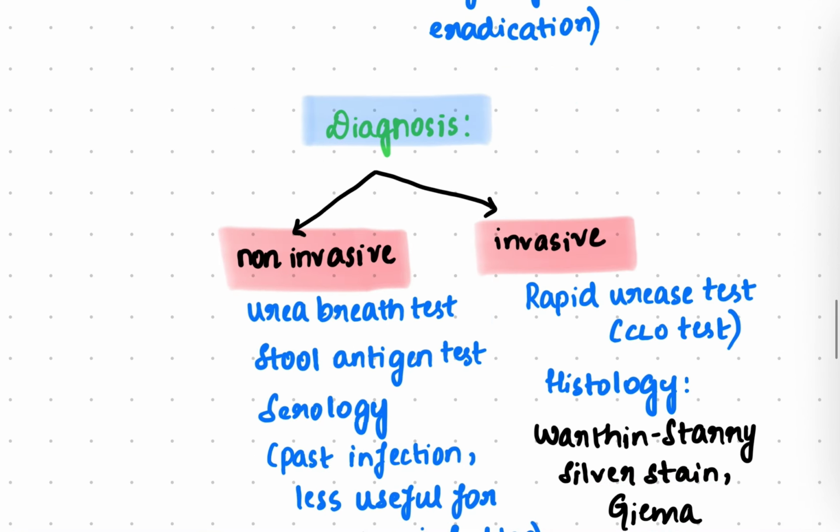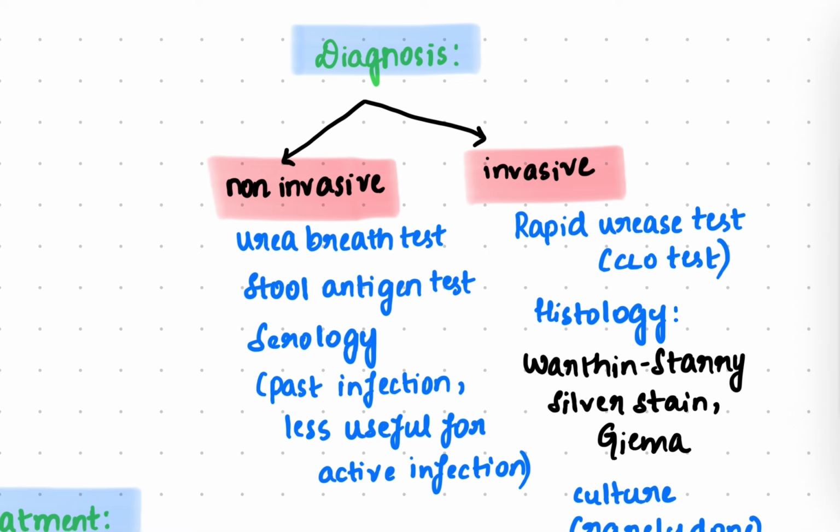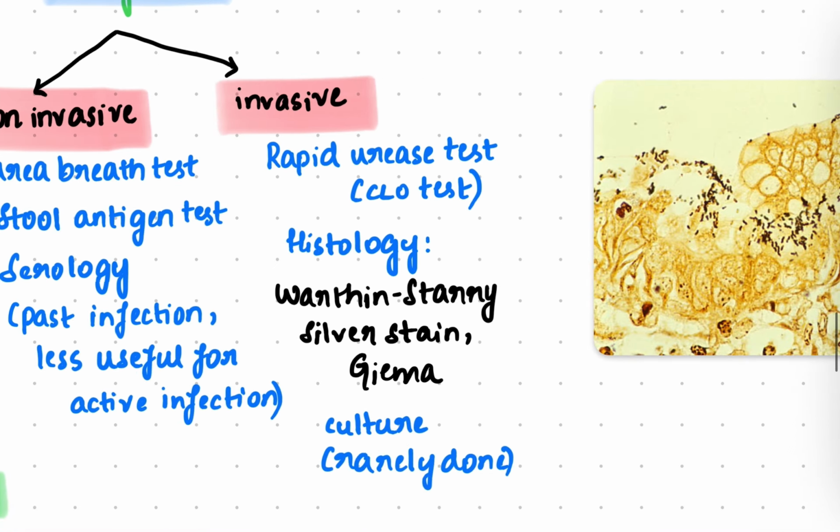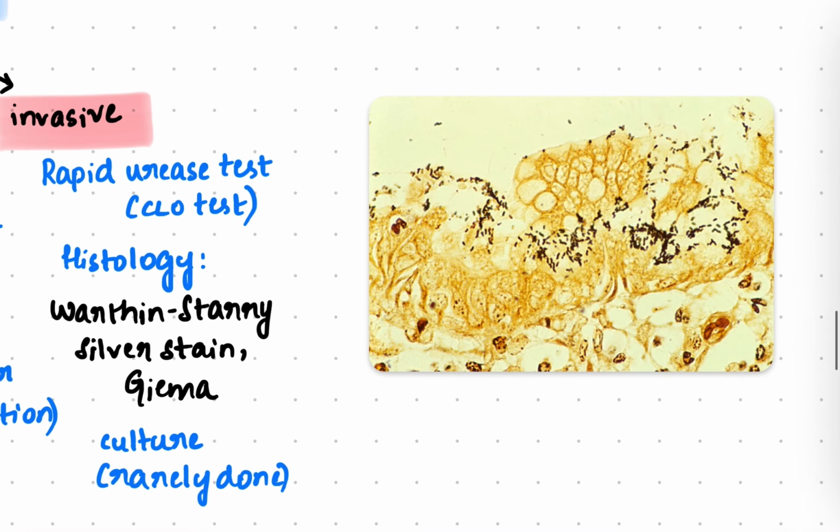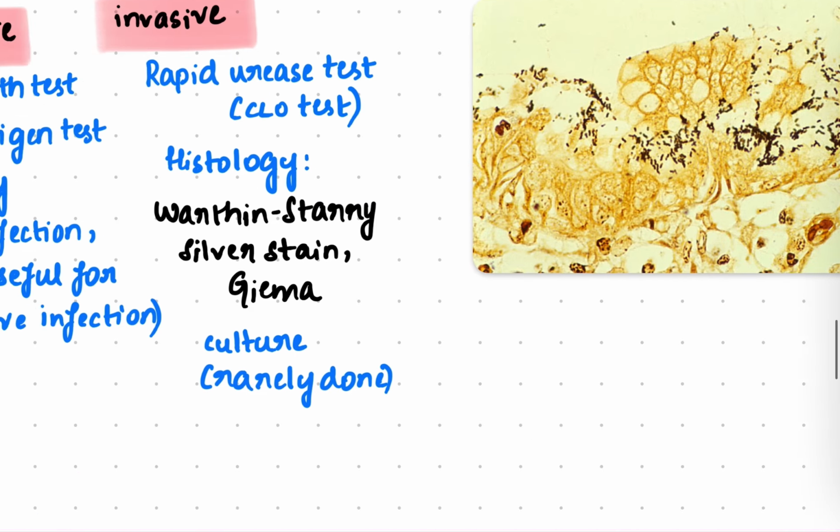Coming to the diagnosis. The diagnosis can be by both non-invasive and invasive forms. Non-invasive diagnostic tests are the urea breath test and stool antigen test. Serology can be done for past infection and is less useful for active infection. Coming to the invasive diagnostic tests, there is the rapid urease test, that is the CLO test, and histology with Warthin-Starry silver stain and Giemsa stain. Here in this picture, histology showing Warthin-Starry silver stain, we can see the black colored organisms, which are Helicobacter pylori. Culture is rarely done.